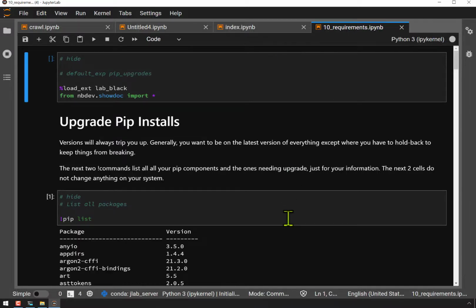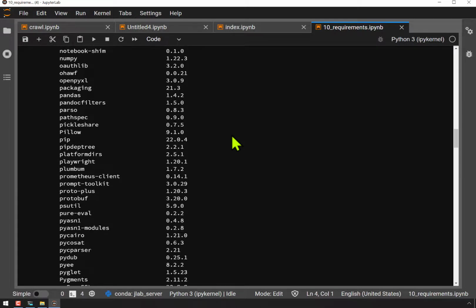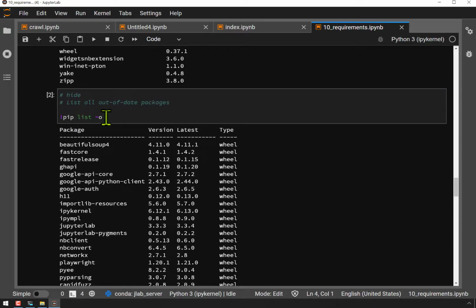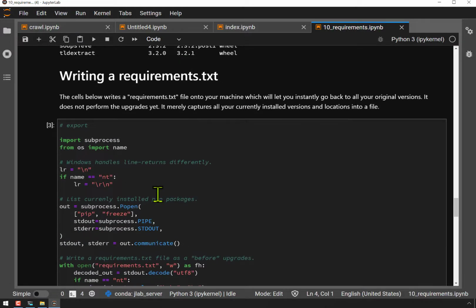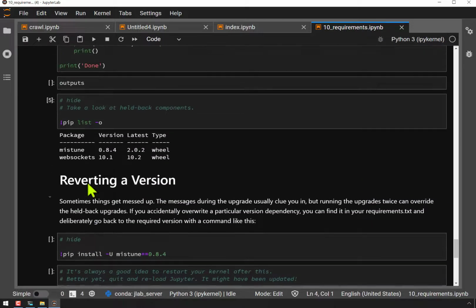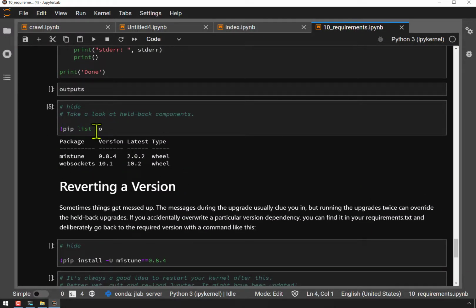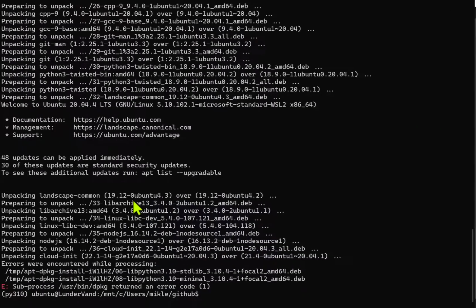The requirements, yeah. So I have some interesting stuff going on here with checking what your installed pip versions are, and then listing everything that's outdated, and then writing out the requirements.txt file so I can always revert to the version numbers that I had installed, and then going through a loop to perform the upgrades. And then after the upgrade is over, reporting on what versions have been held back. This is all part of having a very deep understanding of the system you're running on.